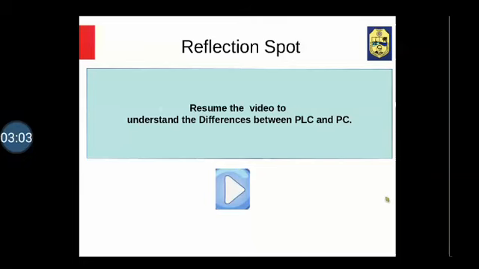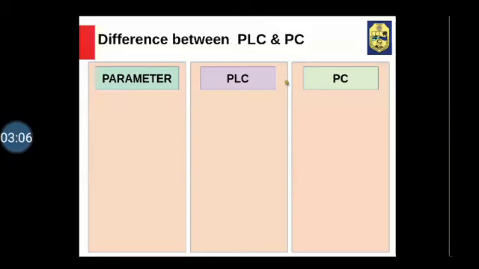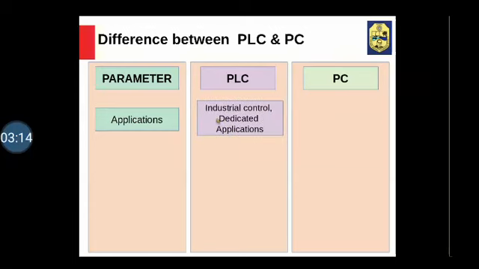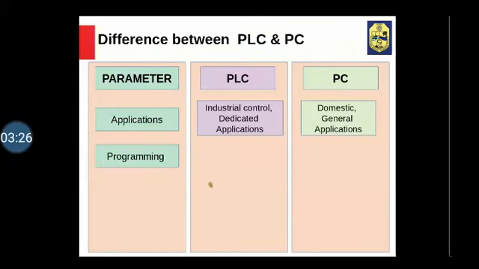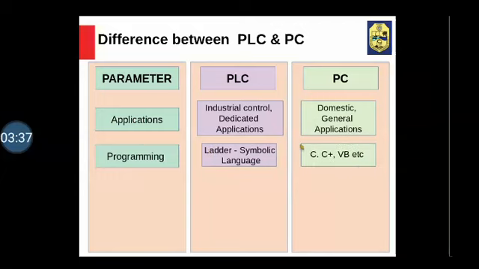We'll discuss the difference between PLCs and PCs based on various parameters, starting with applications. The PLCs are used in industrial process control applications, which are dedicated applications, while personal computers are used in domestic applications, which are general purpose applications. As far as programming is concerned, PLC is having typical symbolic language known as ladder programming tool, while PCs are having various high level languages like C, C++ and so on for its programming.